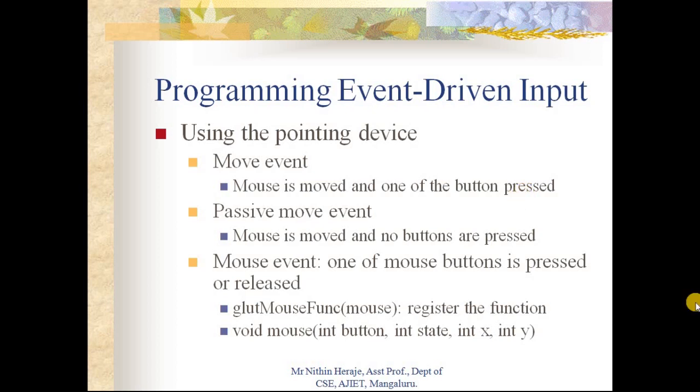For this, first you need to register the mouse function. So you need to register glutMouseFunc, and this name can be anything. Whatever you use as the function name, here we are using mouse, so we use the same thing. Int button says either left or right, and state says whether the mouse button is up or down, that is, released or pressed. Then you have the x and y parameters.